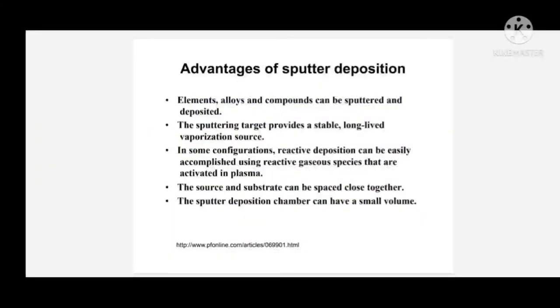I will explain the advantages of sputter deposition. Elements, alloys, and compounds can be sputtered and deposited. The sputtering target provides a stable, long-lived vaporization source. In some configurations, reactive deposition can be easily accomplished using reactive gaseous species that are activated in plasma. The source and substrate can be spaced close together. The sputter deposition chamber can have a small volume.